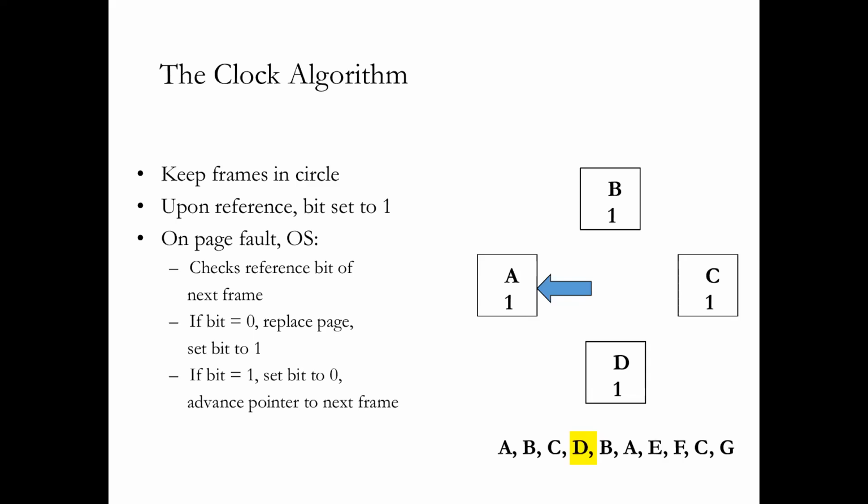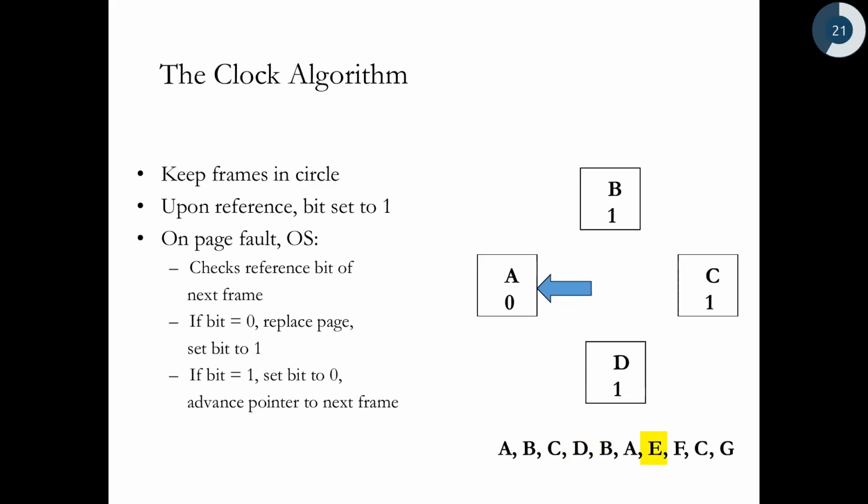So now we get to the point where we have B. Okay, B is there. We don't have a page fault yet. So we just reference this page, that's fine. There is no page fault. Then A, okay, that's also fine. It's already here. Then finally we have E.